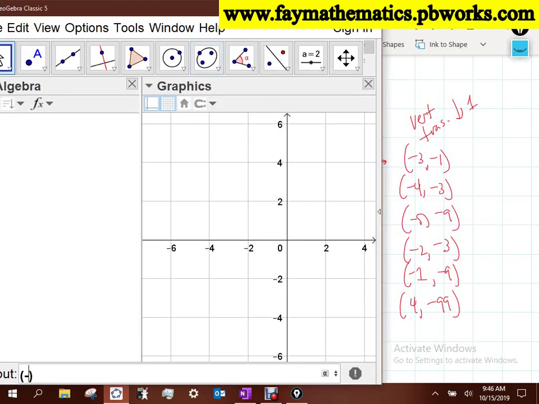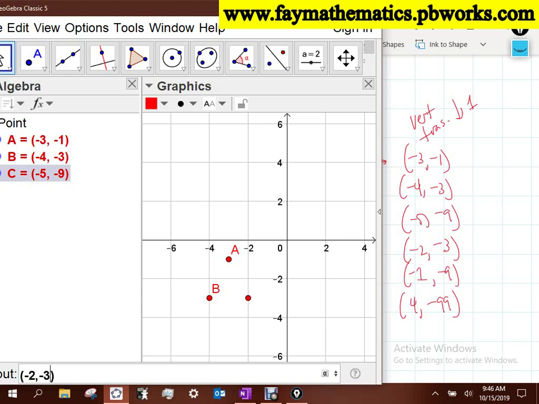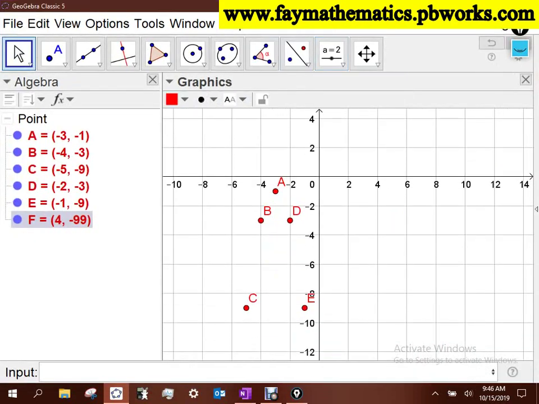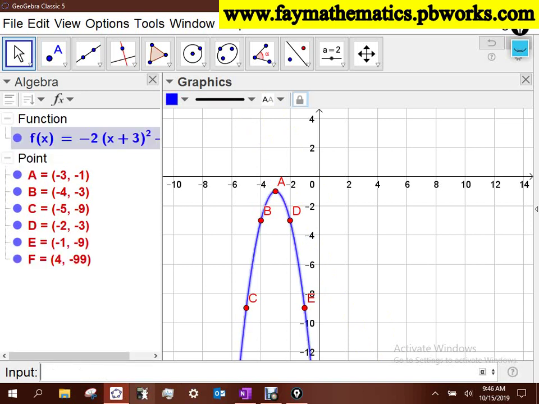So I've got -3, -1. We've got -4, -3. We've got -5, -9. -2, -3. -1, -9. And 4, -99. And when we look at that graph, it looks like if I put a smooth curve through it, it'd be parabolic. Okay, so I'm going to do that. Our function was -2(x + 3)² - 1. Does that blue curve go through those points?